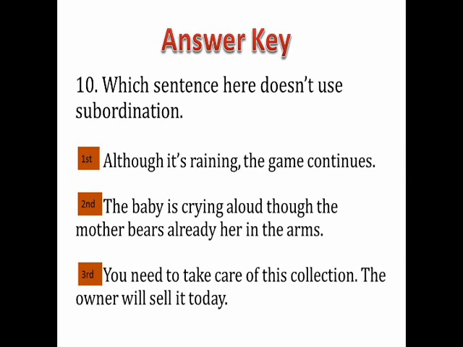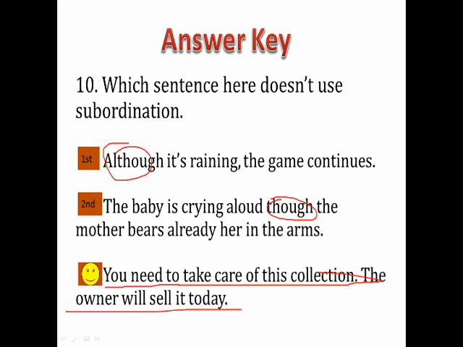Last number, which sentence here doesn't use subordination? Remember subordinating clause, subordinating conjunction. So the answer here is sentence number 3. The other two sentences, you have the subordinating conjunction here. You also have the subordinating conjunction here, although they are basically the same. So this one is using a period and it has no subordination.